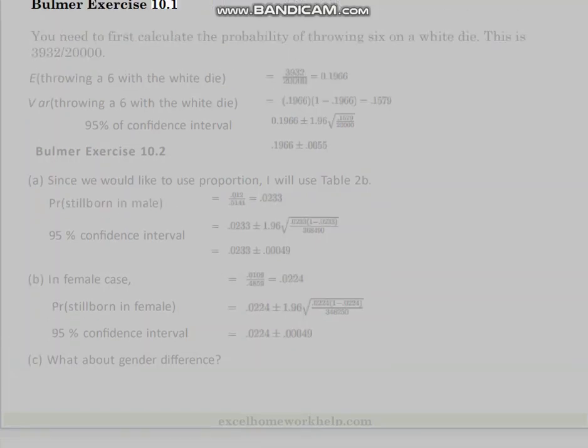Bulmer exercise 10.1. You need to first calculate the probability of throwing 6 on a white die. This is 3932/20,000. 95% confidence interval.